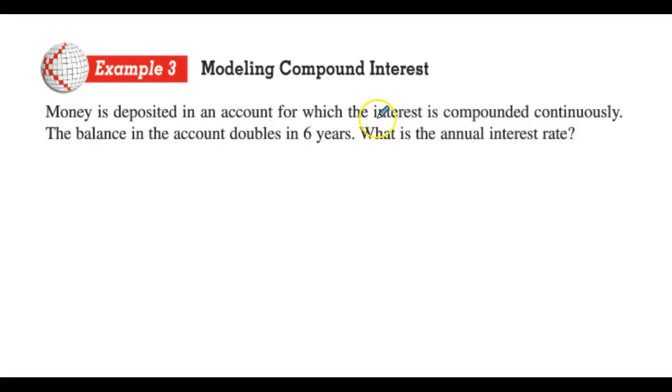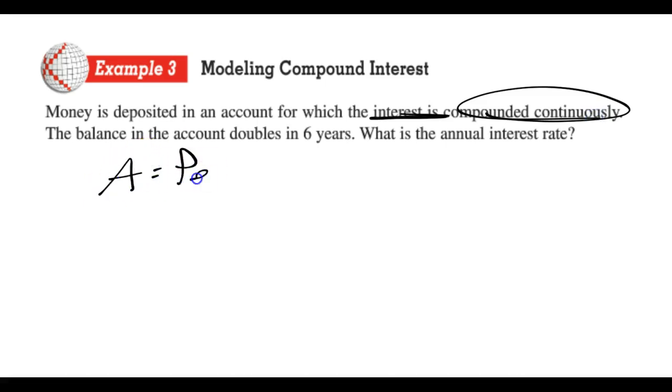Example 3. Since they're talking about interest being compounded continuously, instead of using the c and the k, I really am going to use PERT this time. It might make a little bit more sense, with P being the amount of principal. And I know that this account is going to double after 6 years.